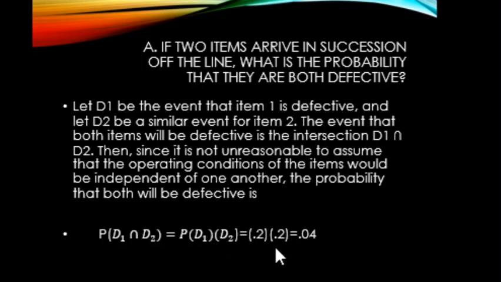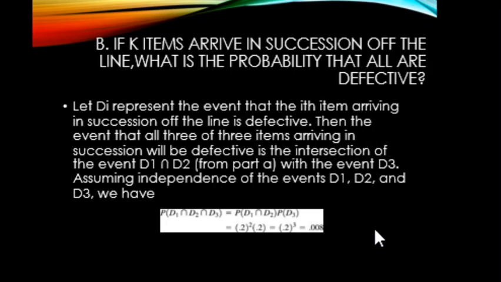So we have 0.2 and 0.2 for each one, which gives us 0.04 as the probability that both items on the assembly line will be defective. Okay, we can take this idea and see this for more than 2 items arriving on the assembly line, and we can generalize it for k items.